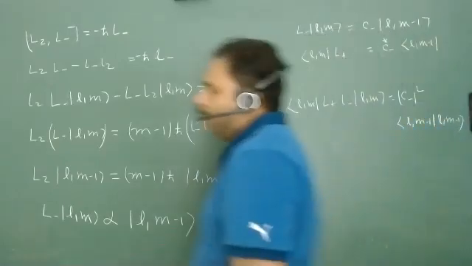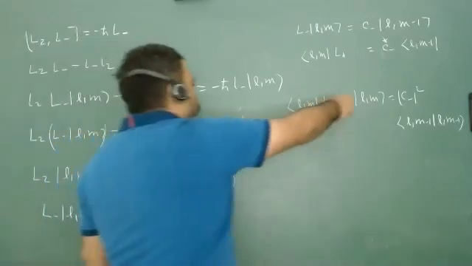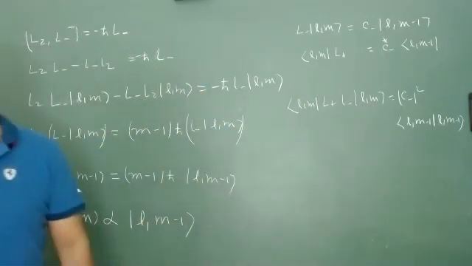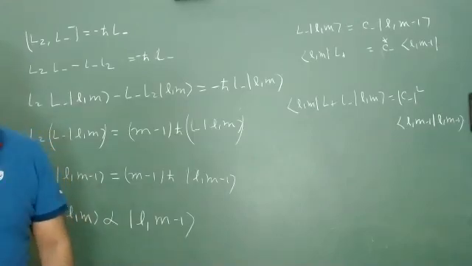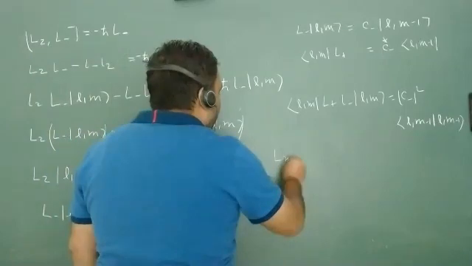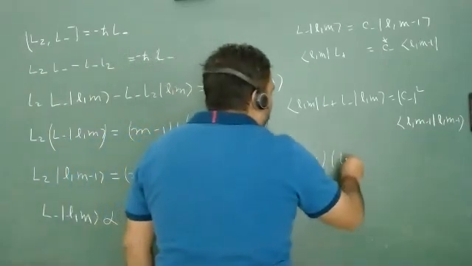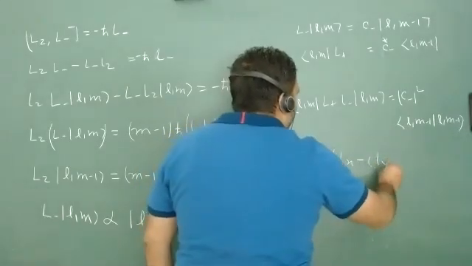So we have to just calculate L+L−. Let's try to calculate what will be L+L−. Always remember what will happen with L+L− and what will happen with L−L+. These two are very important things. So L+L− is (Lx + iLy)(Lx − iLy).